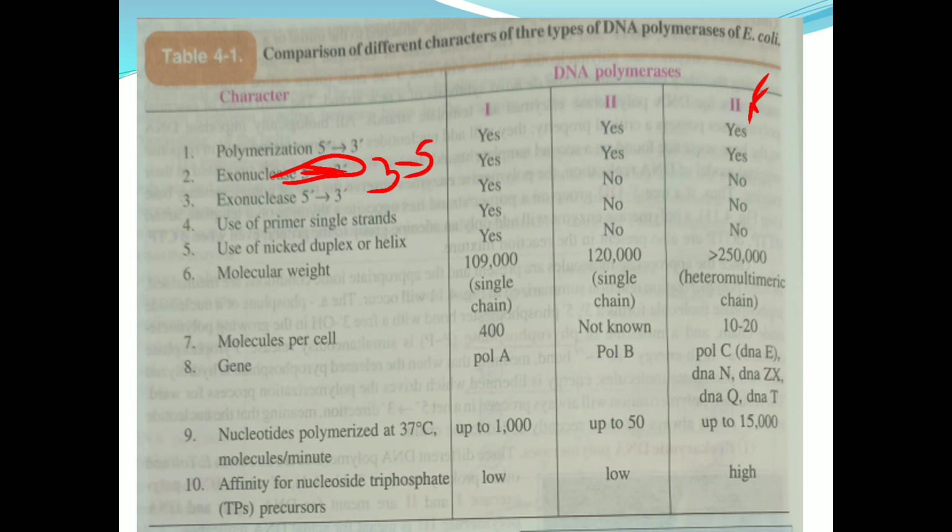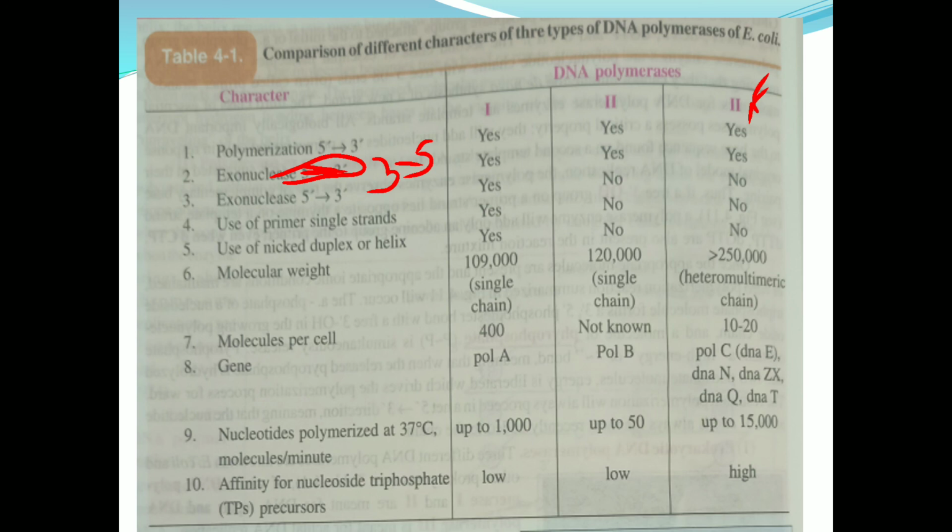Next is the use of primer single strands. It means only DNA polymerase 1 can act on primer single strands. During replication it can remove the primers. And the use of nicked duplex or helix means wherever the gaps are there, those are filled by DNA polymerase 1. The molecular weight of DNA polymerase 1 is 1,09,000, which is a single chain. It means it consists of only a single polypeptide chain or single subunit.